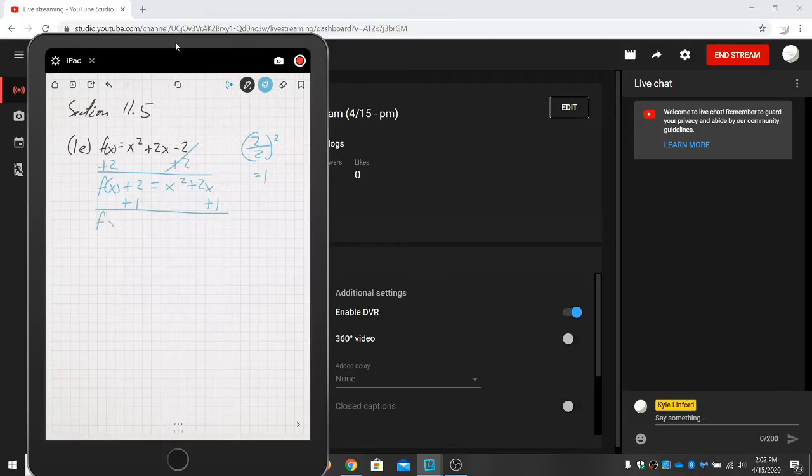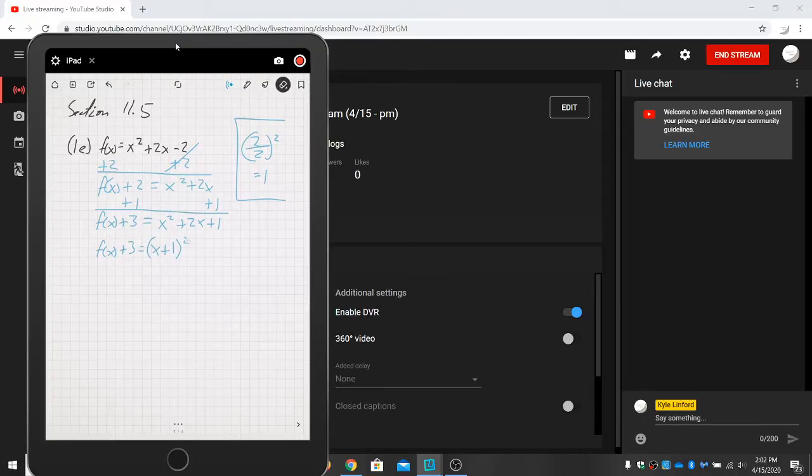So we get an f of x plus 3, because these are like terms, so they're going to combine, is equal to x squared plus 2x plus a 1. Now by doing this little side work here, I've forced this polynomial to be able to be factored. So let's go ahead and factor it. We get f of x plus 3 is equal to x plus 1 squared.